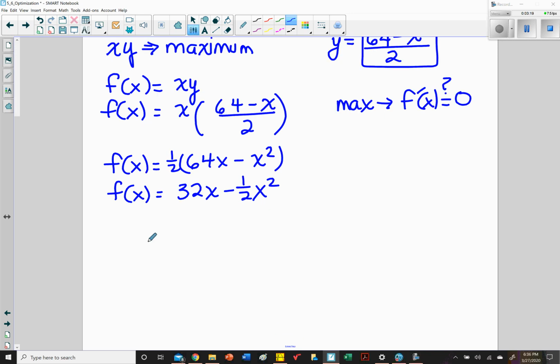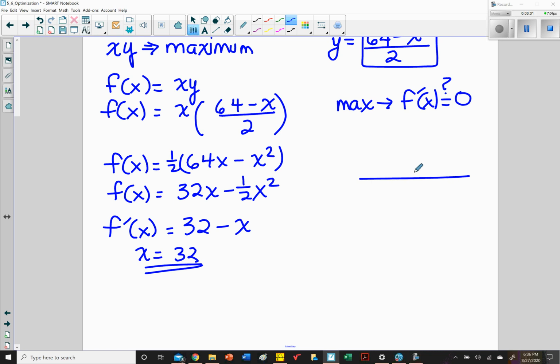Now we can take a derivative. So f prime of x is 32 minus x, and x is 32. Now you could make a sign chart, check the derivative, substituting a number in here. We have positive, and a number in here on the other side of 32, we have negative. That's a maximum, but normally this is going to work out no matter what.